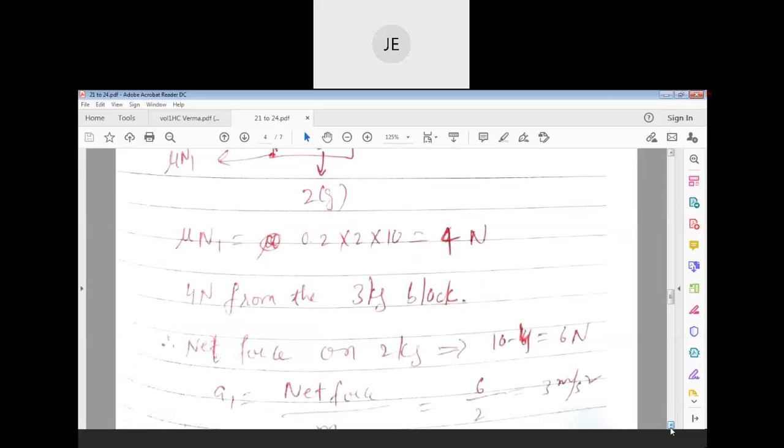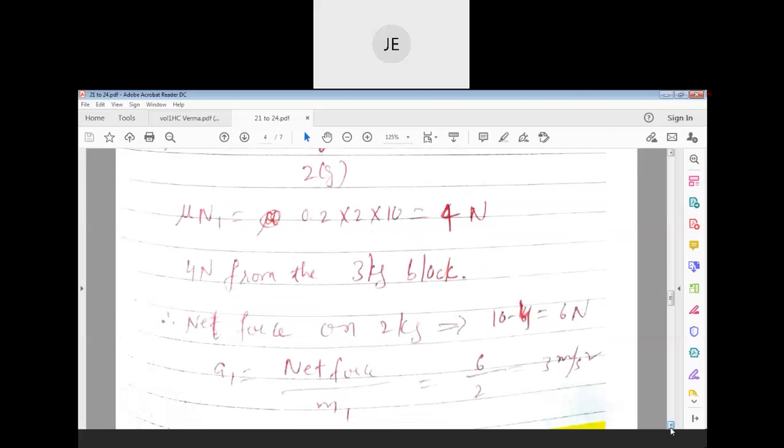So net force will be 10 Newton rightwards, 4 Newton leftwards. Net force is 6 Newton. So acceleration of the 2 kg block is net force by mass, meter per second.